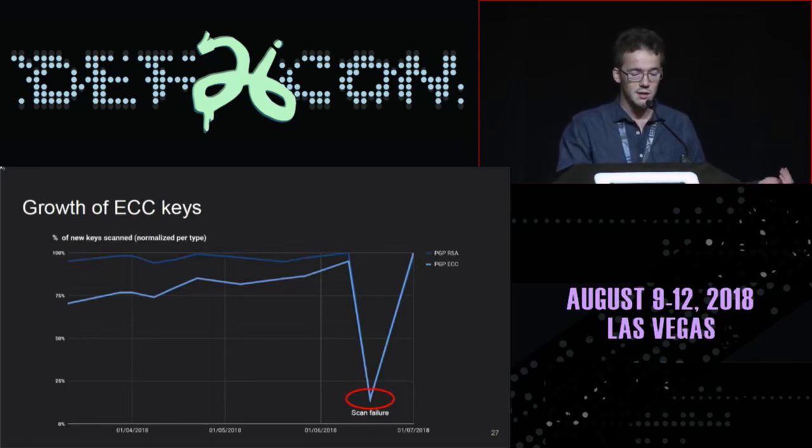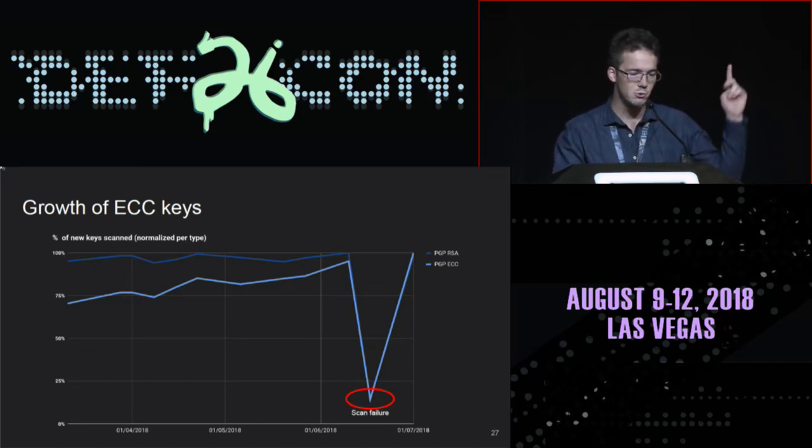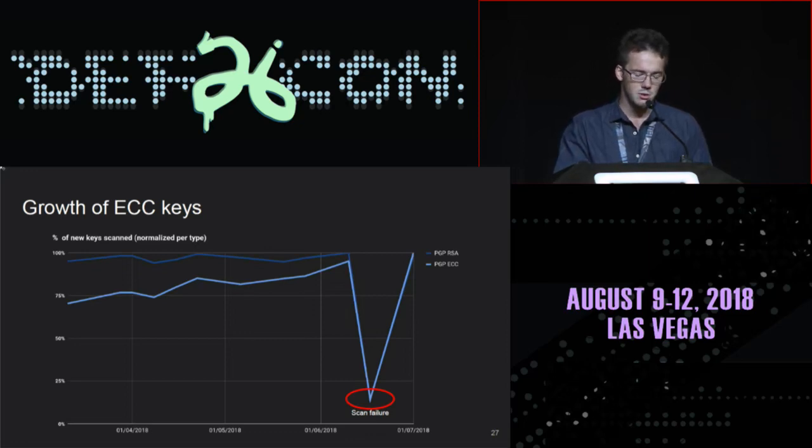When we scan RSA keys, we always find the same amount of new keys. But for ECC, we are finding more and more ECC keys, and that's really good. And actually, Let's Encrypt will soon be able to issue a full ECC-based certificate chain, so it's cool.